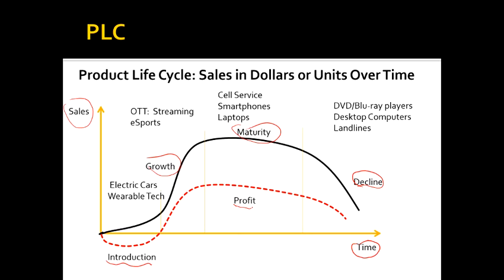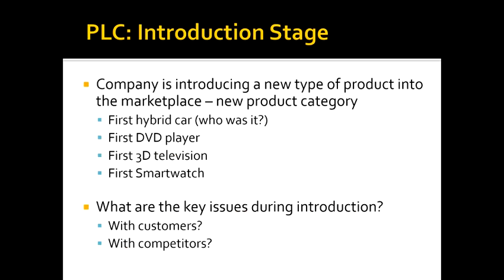Things are dropping off, right? So DVD players, VCRs, desktop computers, landlines. How many of you are going to have landlines in the future? Probably not very many. So we're going to examine the product life cycle through these four stages.